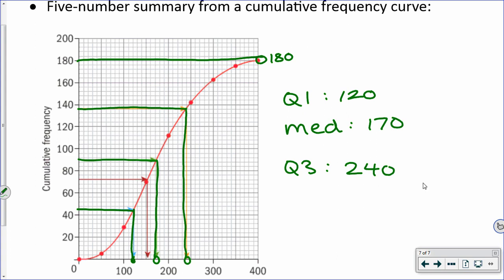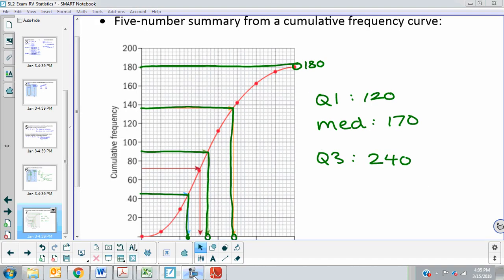So it's very frequently asked about finding these values from a cumulative frequency graph that's already been given to you. And that is a quick look at the statistics on IB Math SL.